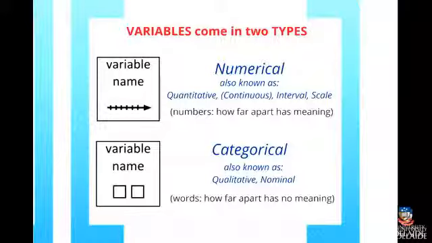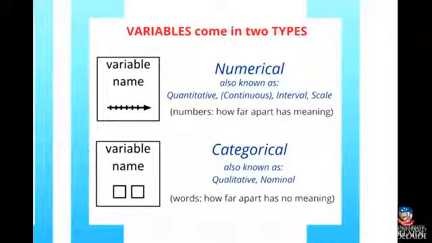In various places, you'll hear it called a quantitative variable. You'll hear it called a continuous variable. I put that in brackets for a reason, I'll come back to that. You'll hear it called an interval variable. You'll hear it called a scale variable. All of those mean that it's measured with numbers. We'll have some practice of this in a minute.